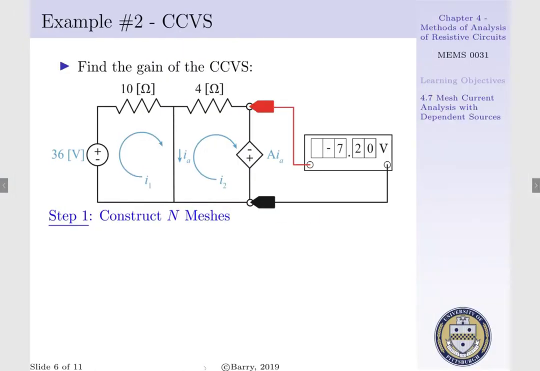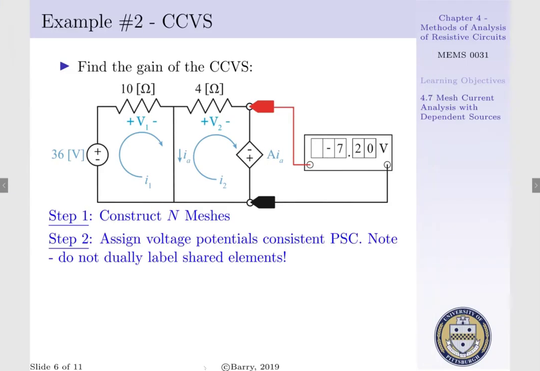To begin, we'll apply step 1, where we construct N meshes, where we have mesh current 1 and mesh current 2 described in clockwise fashion as follows. Step 2 is to assign our potentials consistent with our passive sign convention, such that V1 corresponds to our 10 ohm resistor and V2 corresponds to our 4 ohm resistor. We do not apply a potential across our CCVS, for that is given by the voltmeter.